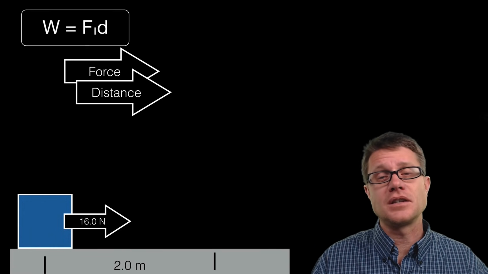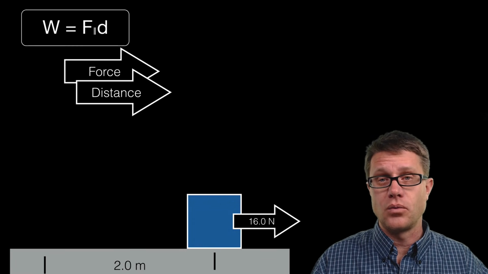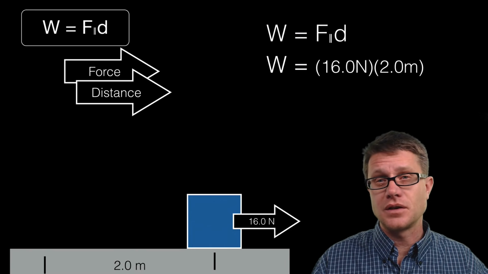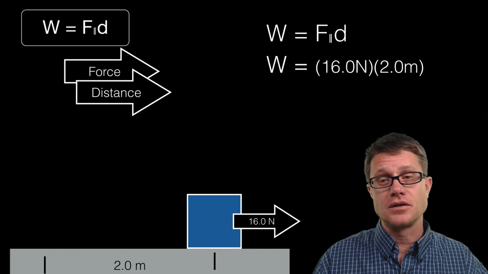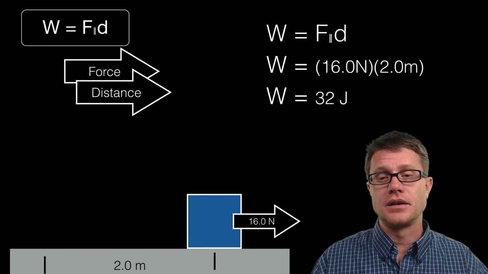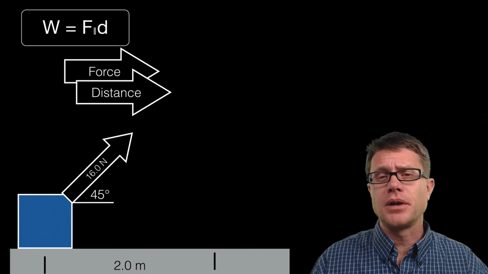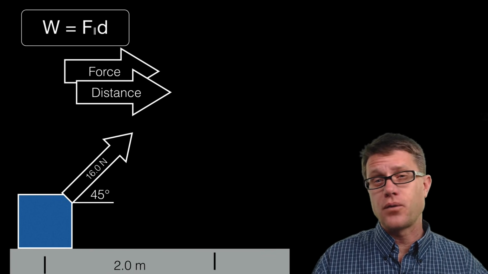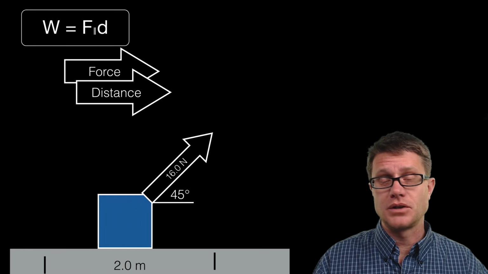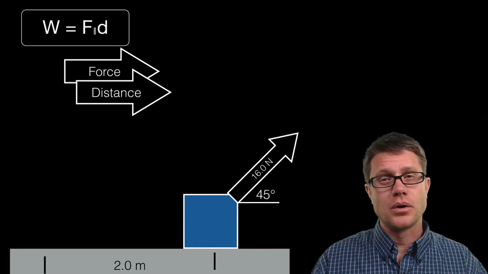Let's say I apply a 16 Newton force to an object and I move it 2 meters. Could you calculate the work? Well, again, work is equal to force parallel times distance. What's my force? 16 newtons. What's my distance? 2 meters. And so that's going to be 32 joules of work that I've done on that box. Let's try a more difficult problem. Now I'm applying 16 Newton force, but it's at a 45-degree angle to the motion in which the box is moving. So we still move it 2.0 meters. How would you figure out the work now?